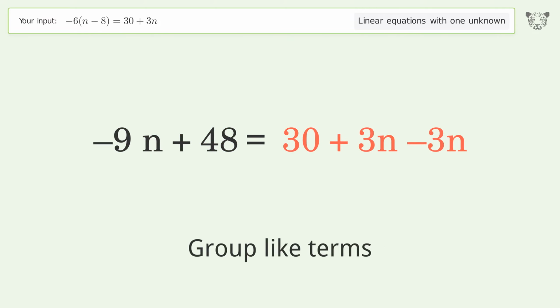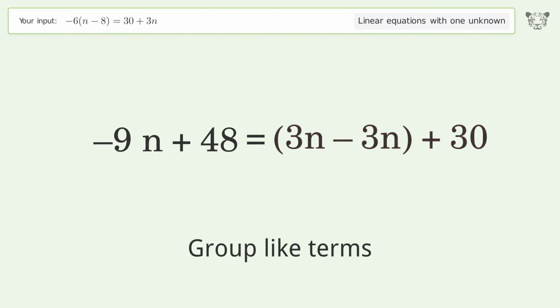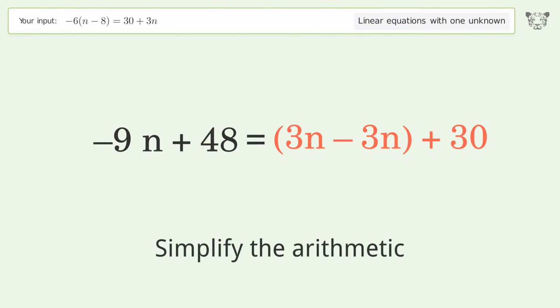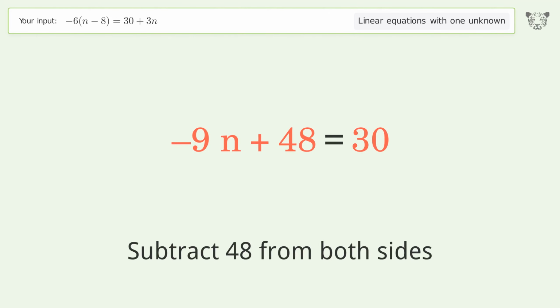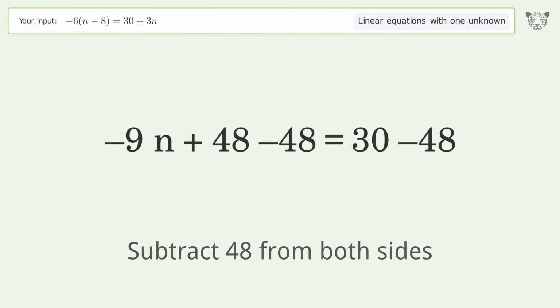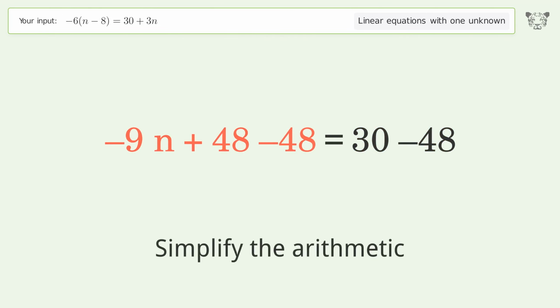Group like terms. Simplify the arithmetic. Group all constants on the right side of the equation. Subtract 48 from both sides. Simplify the arithmetic.